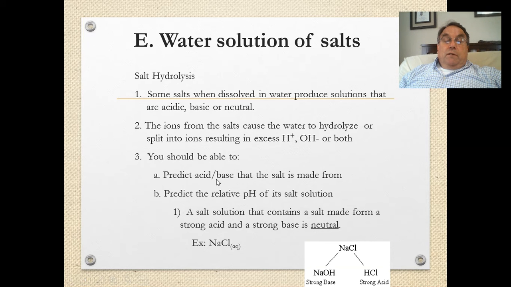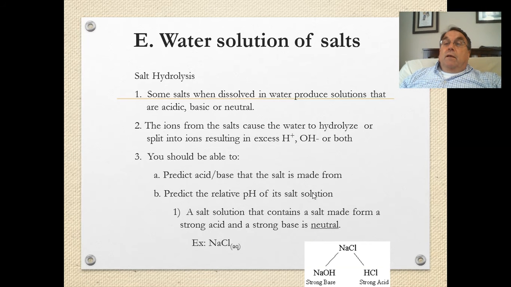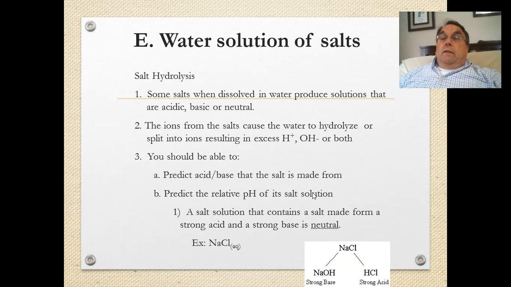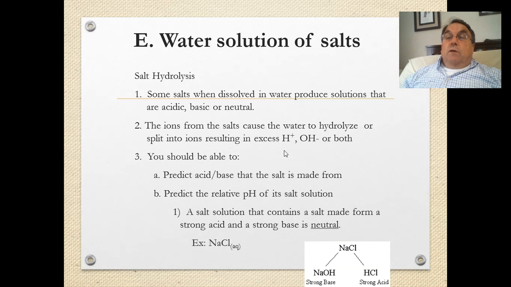So you should be able to predict what acid and base the salt is made from, which we've already talked about, but also you should be able to predict the relative pH of the salt solution. So is it an acidic salt solution, a basic salt solution, or a neutral salt solution? So as you know from the indicators lab, when you tested the salt water, it was neutral. So when sodium chloride dissolves in water, it ends up with a neutral solution.